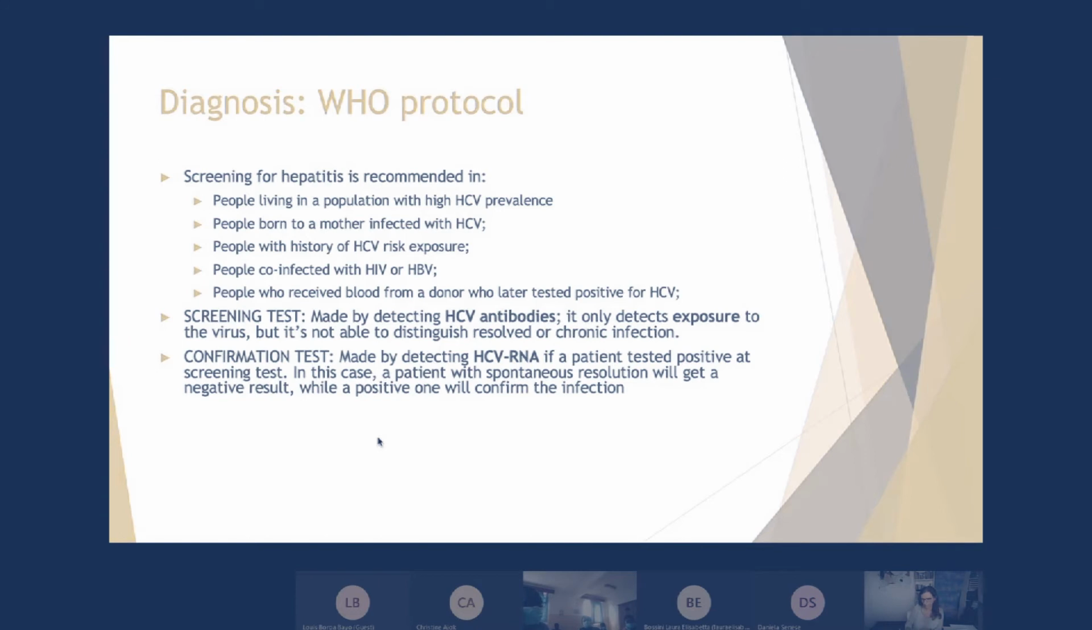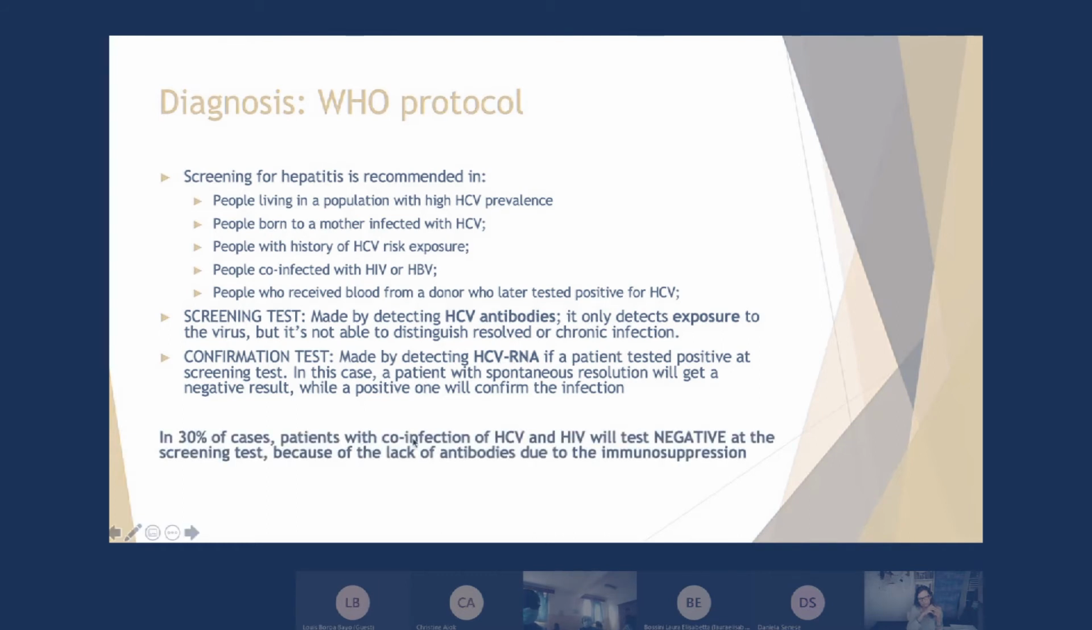This kind of exam can be done on everyone that has got a positive screening test. Of course, if someone has healed from HCV, this will be negative, and if someone has got a positive test, this will confirm the infection.